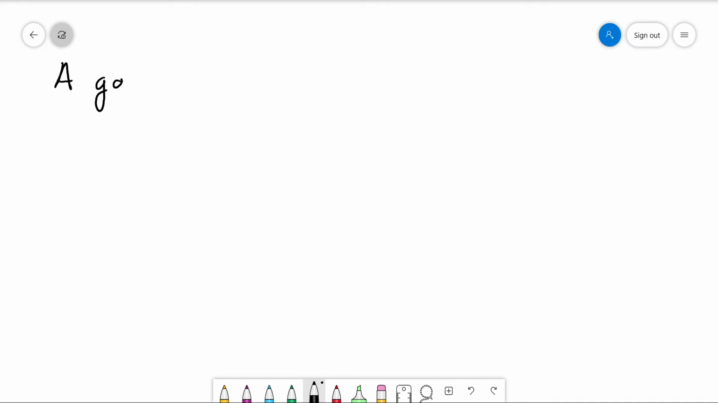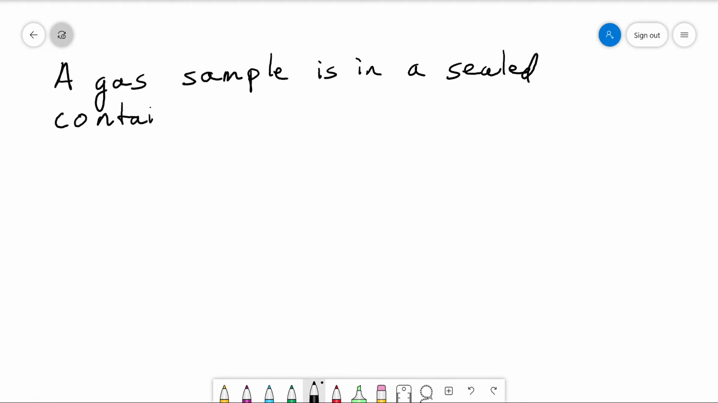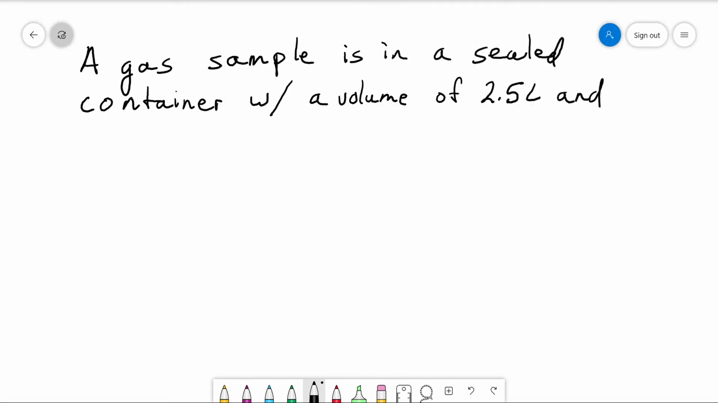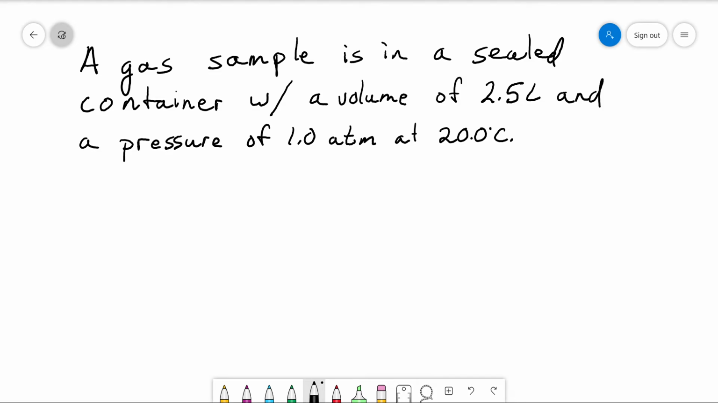So a gas sample is in a sealed container with a volume of 2.5 liters and a pressure of 1.0 atmospheres at 20.0 degrees Celsius. Okay. Now we're going to heat that vessel up.